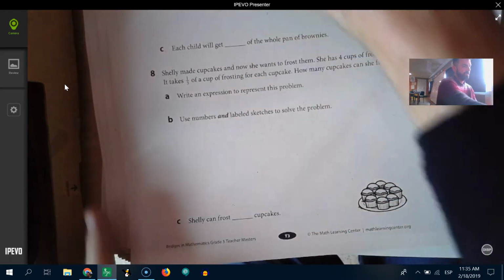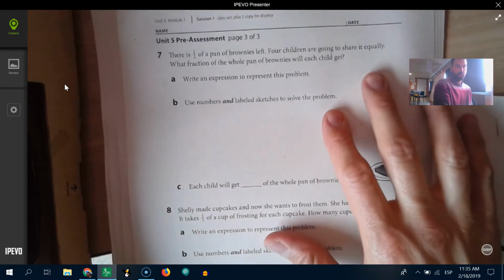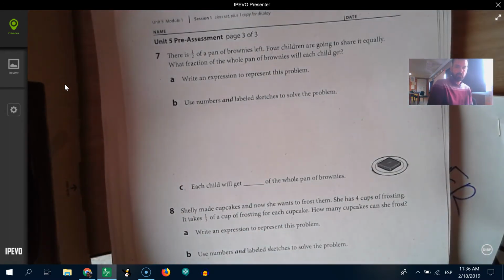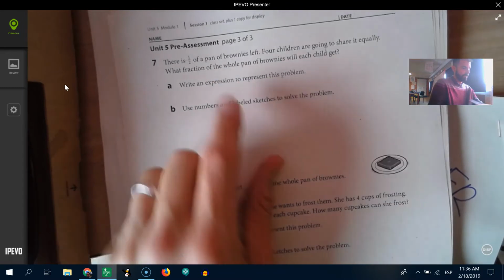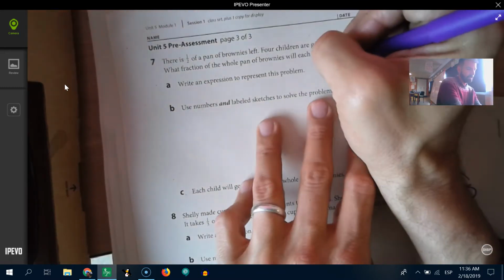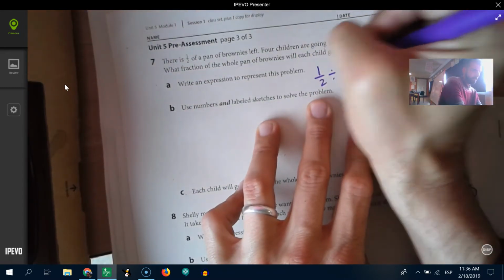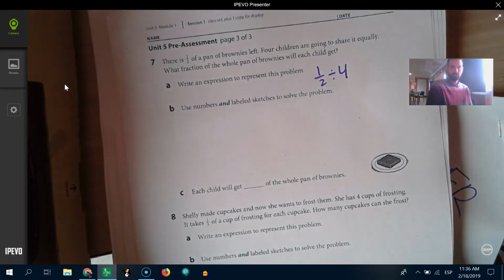Okay. The next page, let's see how it goes here. There is half of a pan of brownies left. 4 children are going to share it equally. What fraction of the whole pan of brownies will each child get? Write an expression to represent this problem. Half of a pan, 4 children are going to share it. So I'm going to take half and divide it into 4s, right? Divide it among 4 people. Half is being divided into 4.